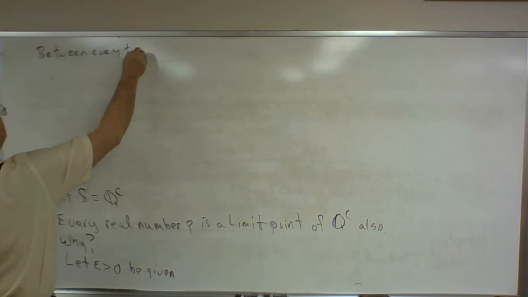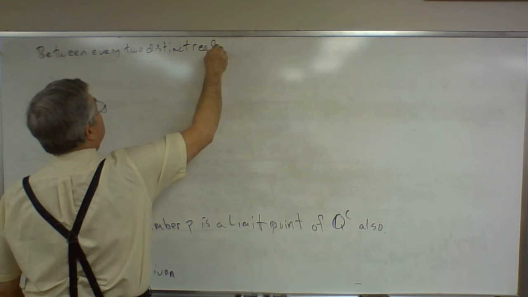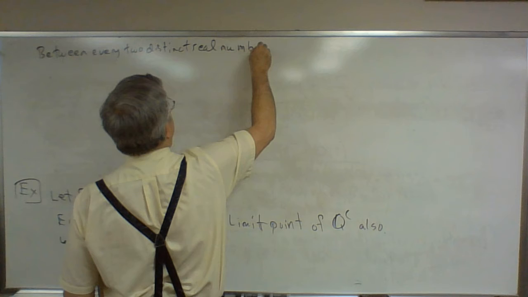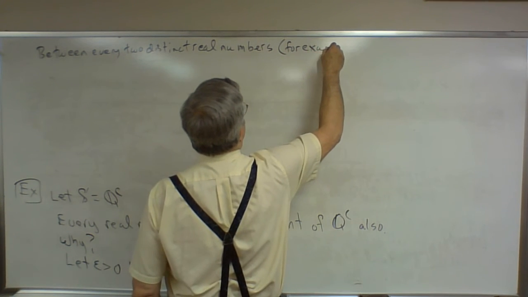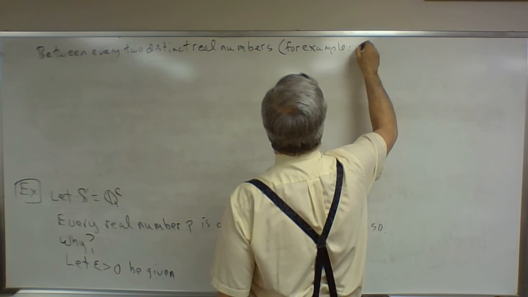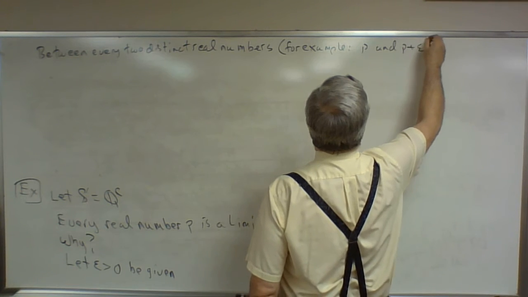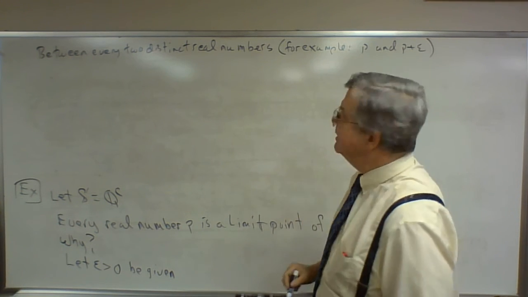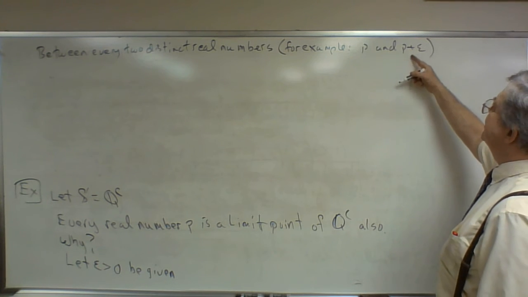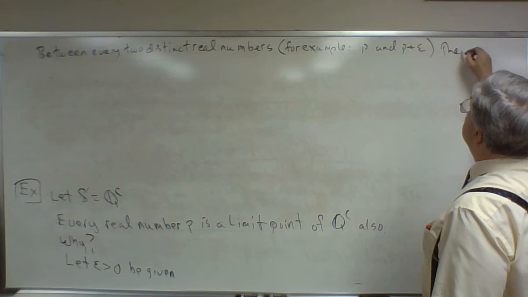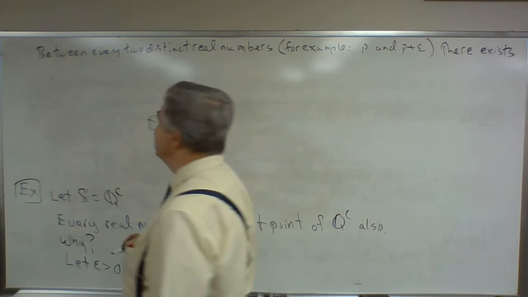Between every two distinct real numbers, and for example, we'll say P and P plus epsilon, there exists an irrational number.